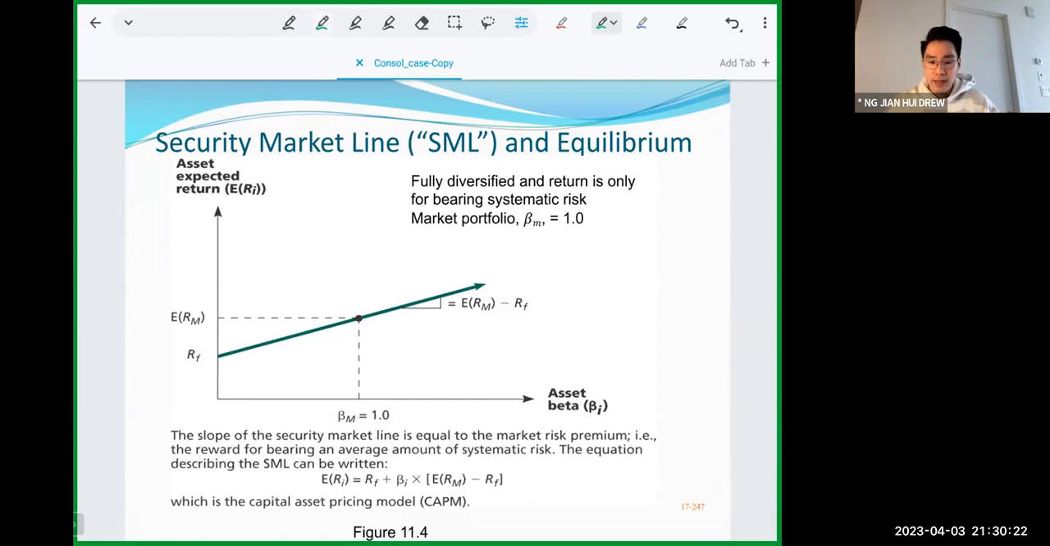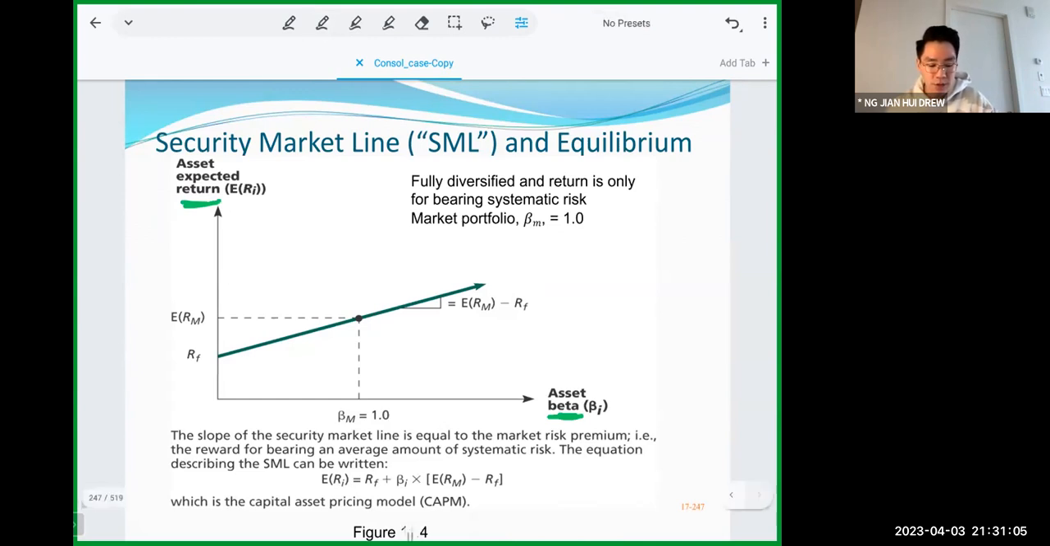Okay, so let me try to explain this graph here. And of course, if you have any questions, please clarify your doubts on this graph. Okay, so for this graph we start with the axes. The x-axis is the asset beta. The y-axis is the asset expected returns. All right. Remember the 2 points that I say are very important in terms of beta: the risk-free beta, which is 0, and the market beta, which is 1.